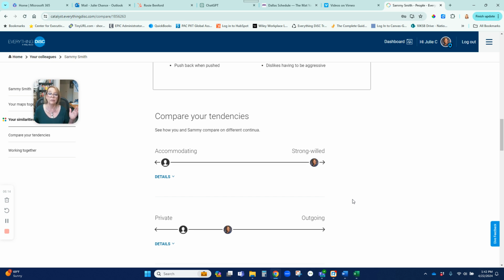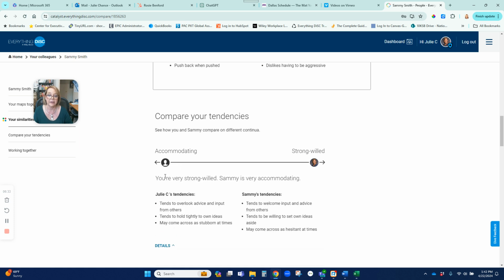One is where we're the furthest apart. And another criteria I use is which one really plays out and impacts our day-to-day work together. So where Sammy and I are furthest apart is accommodating and strong-willed. And so I'm going to drop down the details on that.